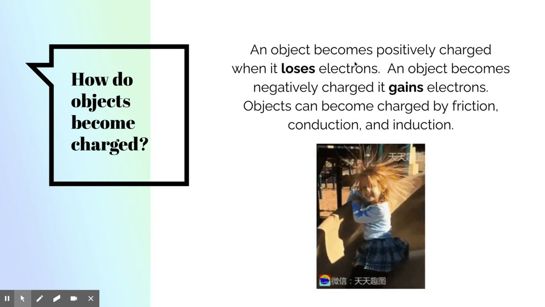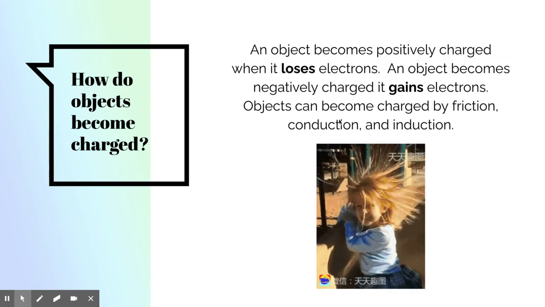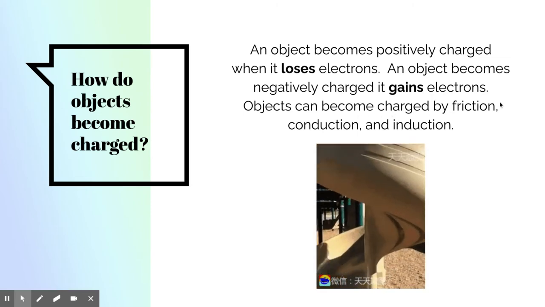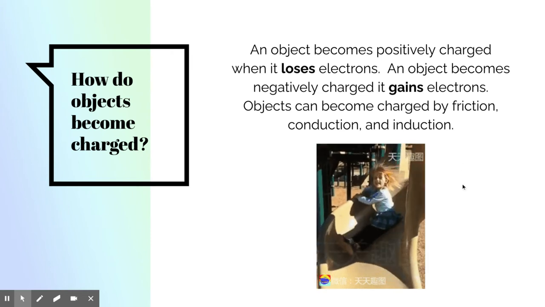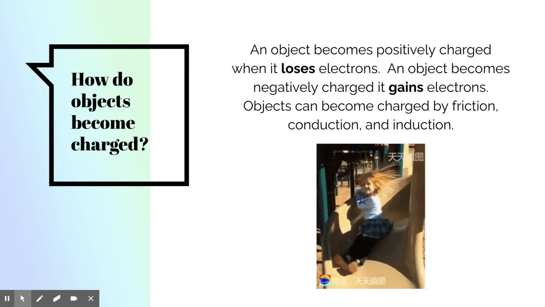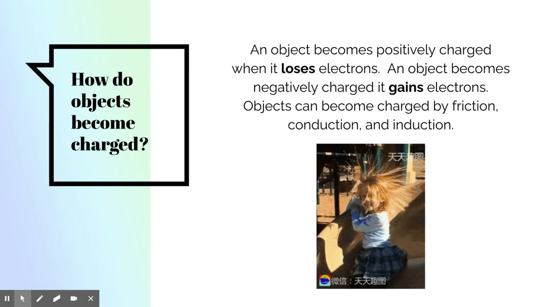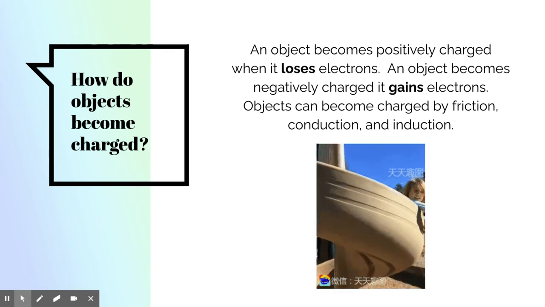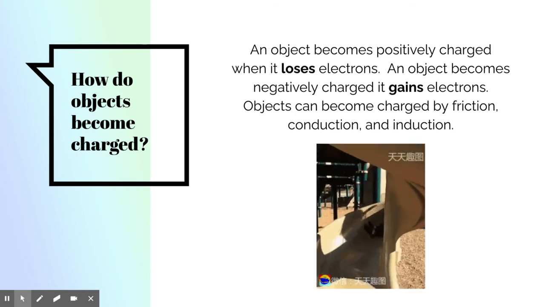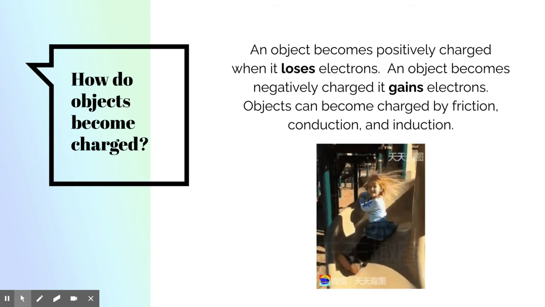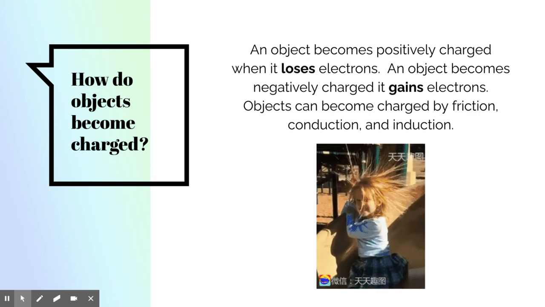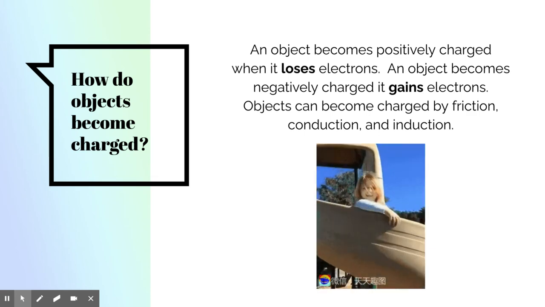And we'll go over when we get back to school how our objects can change their charges. There's 3 different ways: friction, conduction, and induction. But for right now, all you need to know is that an object will be positively charged if it loses electrons, meaning it's lost its negative matter, so it has more protons compared to electrons, so it's positively charged.